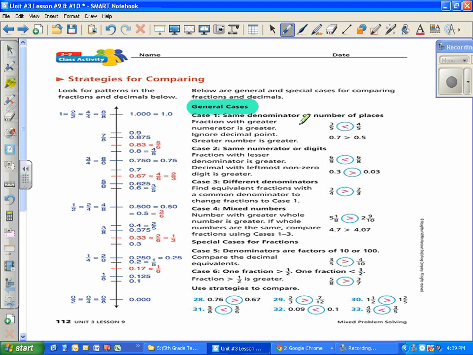Fractions with greater numerator is greater. Ignore decimal point. Greater number is greater. So over here you have 3/5, 4/5. Now if you look, they're both 5, so the denominator is 5, so it's the numerator that determines which one is greater, and 4 is greater than 3. 0.75 greater than 0.5, the 7 is in the same place as the 5, so 0.7 is greater than 0.5.